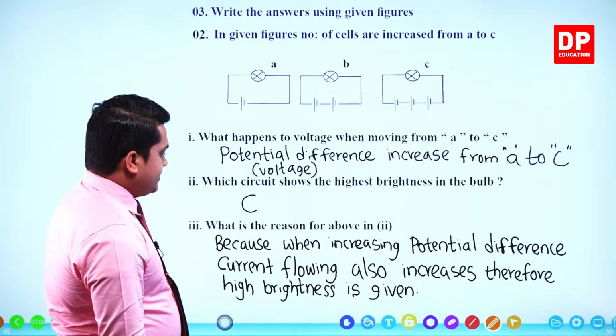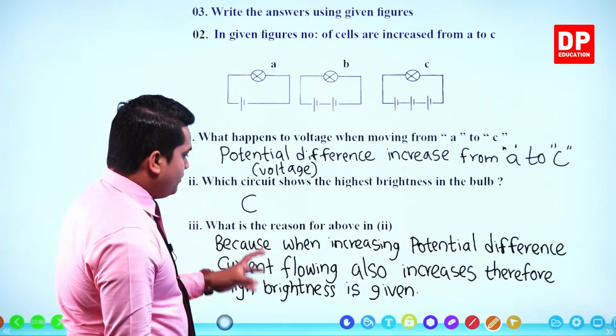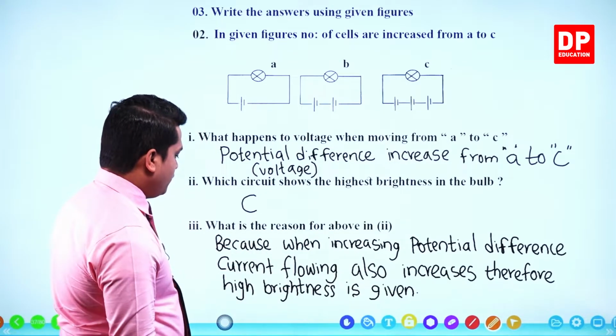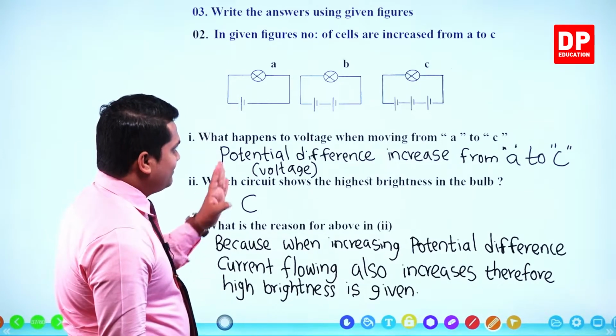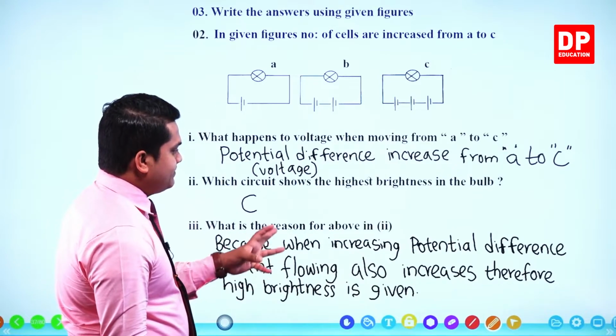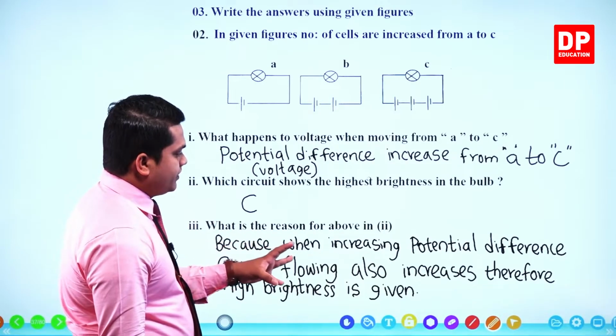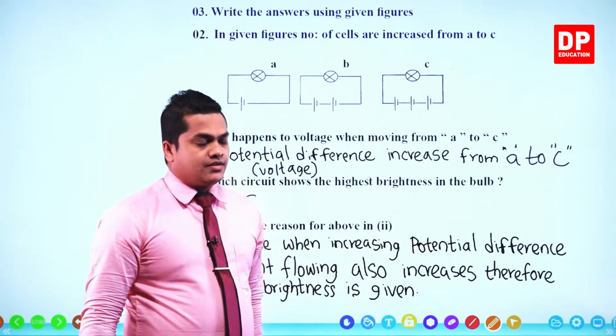So, my dear children, this is the answer, because when increase in potential difference, current flowing also increases, therefore high brightness is given, right? So, C is the one which has the highest brightness, because when increase in potential difference, current flowing also increases, therefore we can observe high brightness, right?